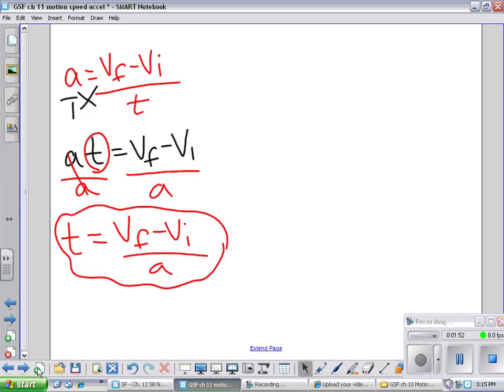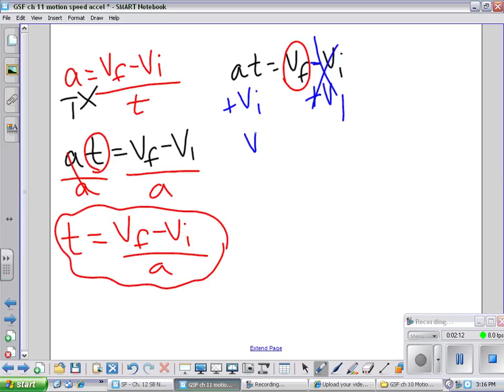All right. Now I want to go back to this a times t equals vf minus vi to get our vf and our vi. So now if I want to solve for vf, since this is subtracted, remember you guys told me you always do the opposite operation. So since it's subtracted, the opposite would be adding. That'll get rid of it over here. Anything you do to one side, you do to the other. So vf is going to be a times t plus your vi. And you have to make sure you multiply those first.